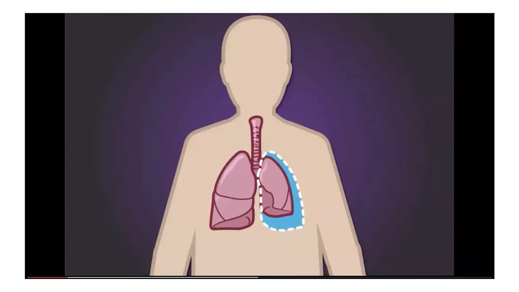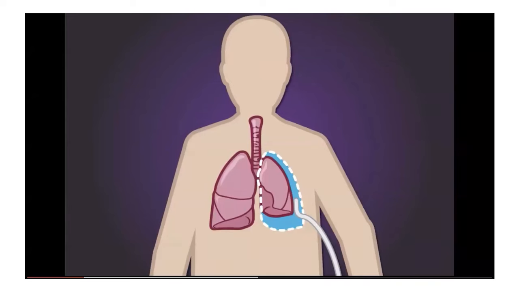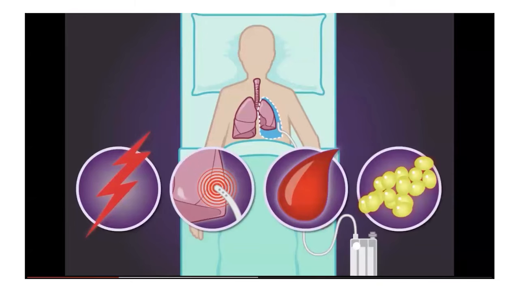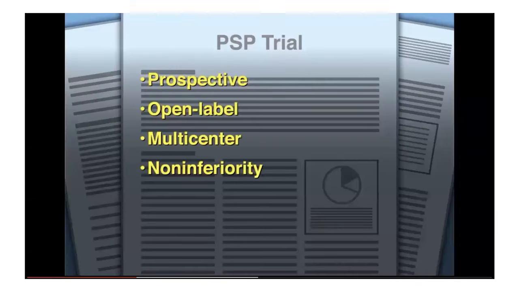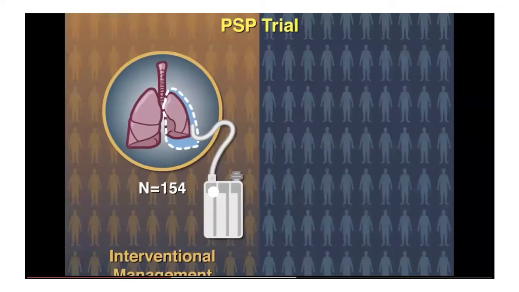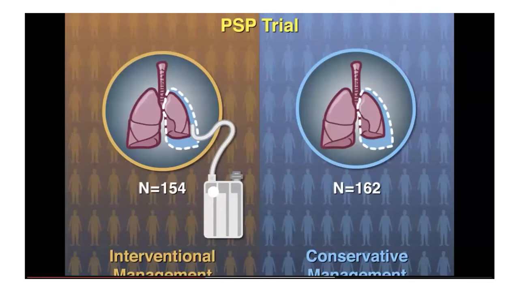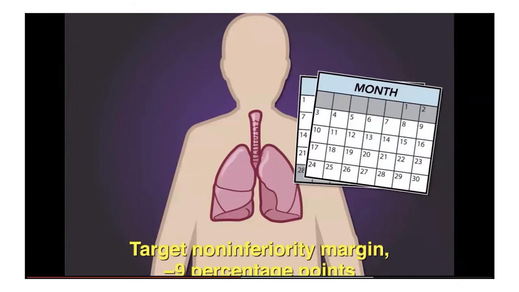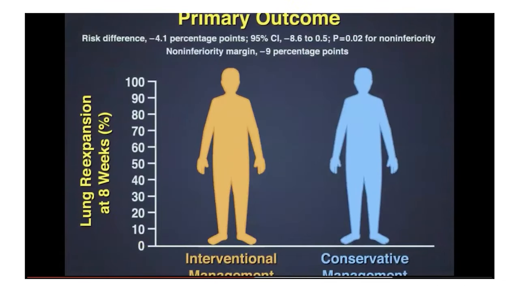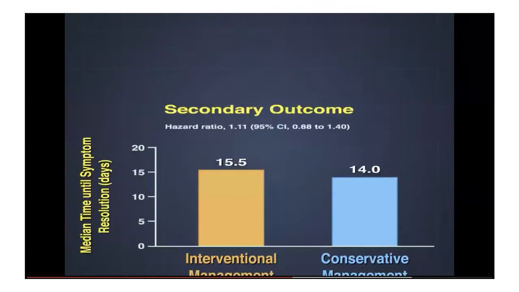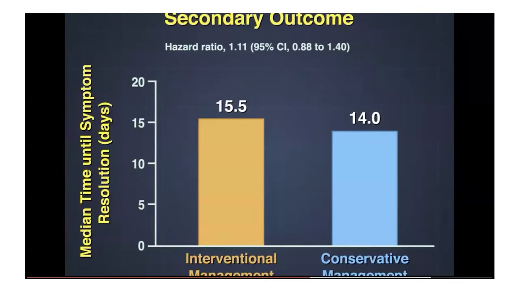Patients with a moderate to large primary spontaneous pneumothorax are usually treated with interventional drainage, which often requires hospitalization, can be painful, and may lead to complications such as organ injury, bleeding, and infection. In this prospective open-label multicenter non-inferiority trial, 316 patients with a moderate to large primary spontaneous pneumothorax were randomized to receive either immediate pleural intervention with drain placement, the interventional management group, or to observation, the conservative management group. The primary outcome was radiographically documented complete lung re-expansion within 8 weeks, with a non-inferiority margin of -9 percentage points. The primary outcome was met, with re-expansion results being similar in the two groups, which produced a p-value for non-inferiority of 0.02. Among the secondary outcomes, there was no difference in time to resolution of symptoms.